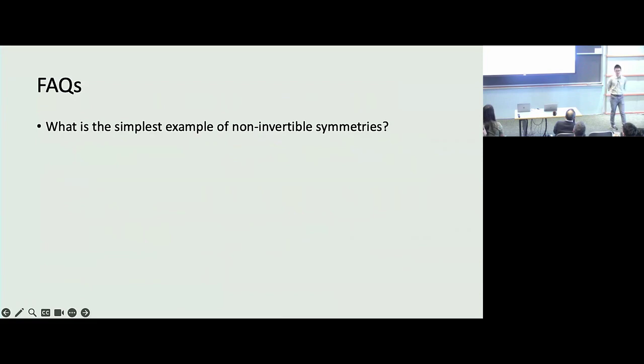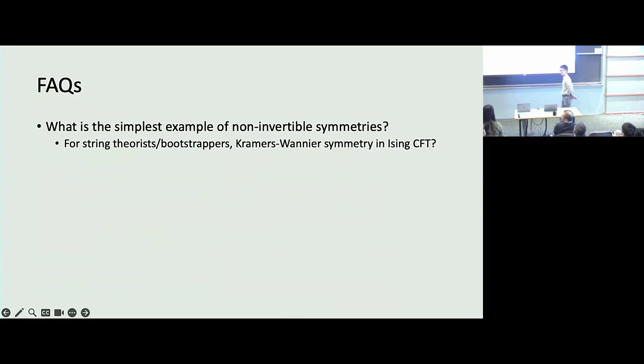Okay, so what am I going to talk about today? One of the frequently asked questions to me is, what's the simplest example of a non-invertible symmetry? Well, this is a very subjective question, and it really depends on whom you ask. Now, maybe for string theorists and maybe conformal bootstrappers, I would say probably the example in the Ising conformal field theory is the best example.